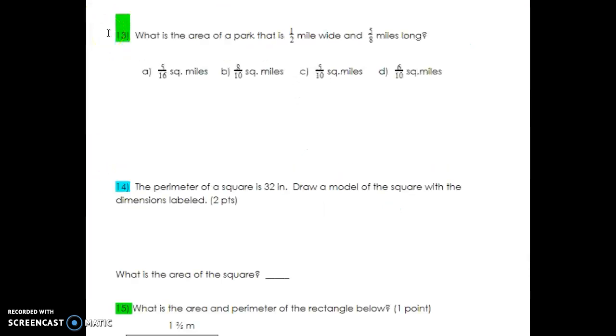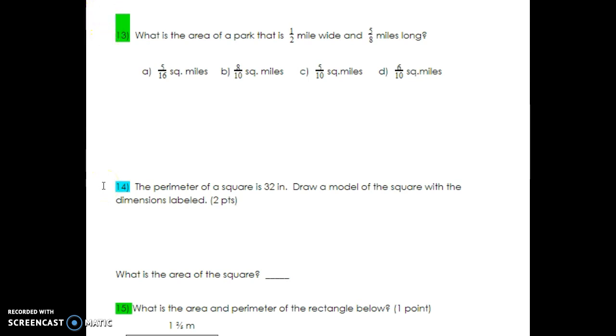Number 13. What is the area of a park that is 1/2 mile wide and 5/8 miles long? You're finding the area. It gives you the length and the width.